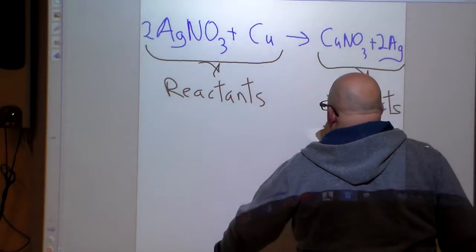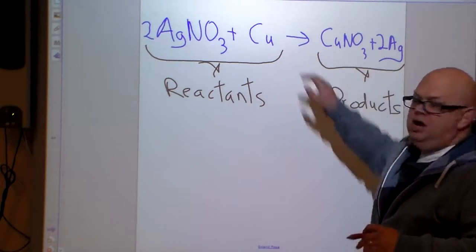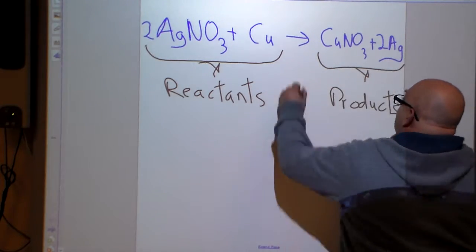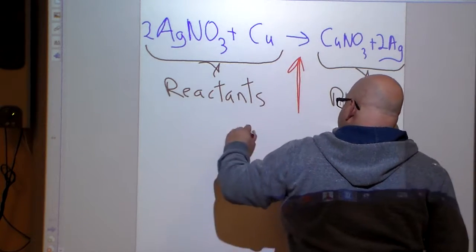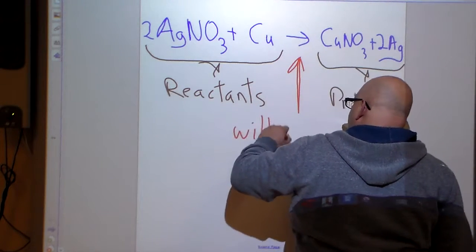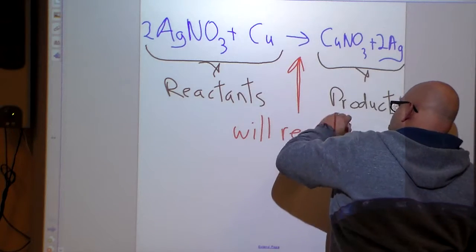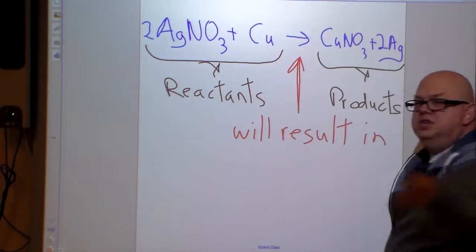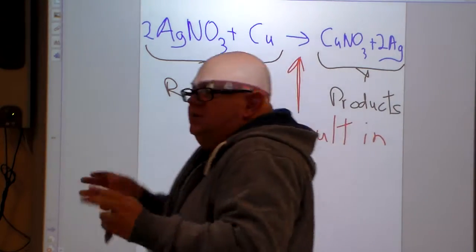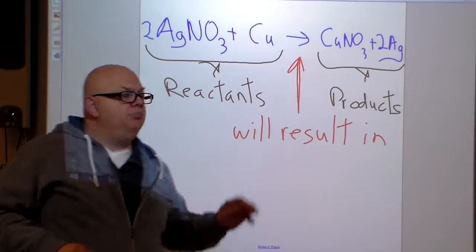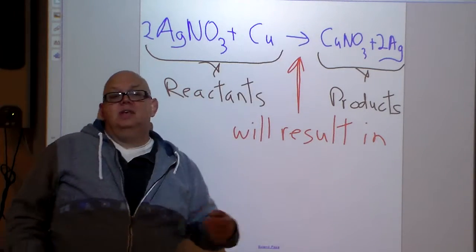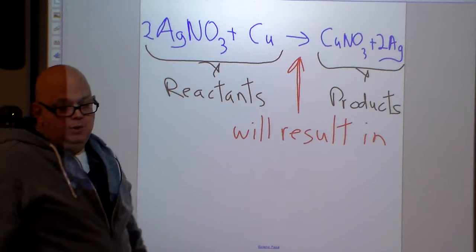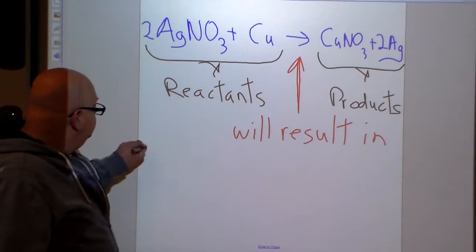Now, you may notice we have an arrow, we never have an equal sign. Well, what's going on with the arrow? That means will result in, or this is what you're going to get. We don't say equals, that's nice for math, but in chem, we look at the arrow, we say this will result in.